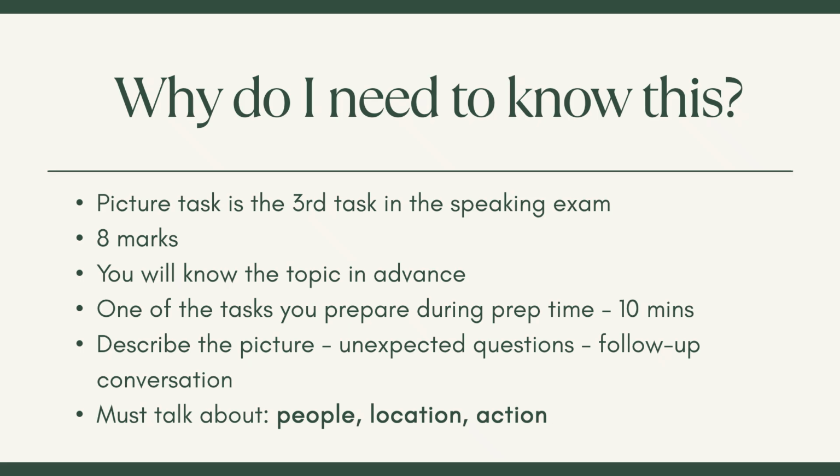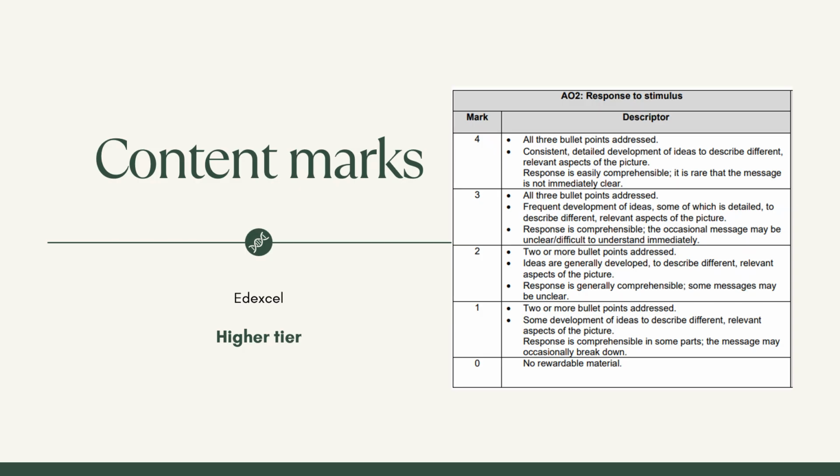So if we look at the mark scheme from the exam board, this is what we've got. So content marks, for a higher tier, in order to get full marks, you must address all 3 bullet points, and that is the people, the location, and the action. And you must do it with a consistent level of detail.